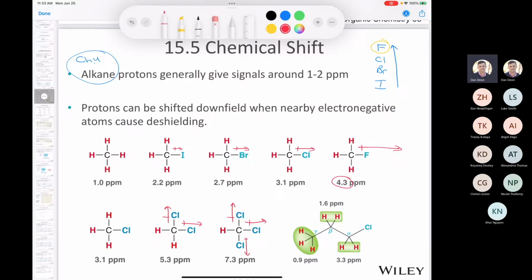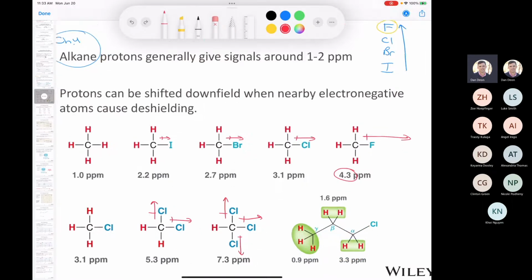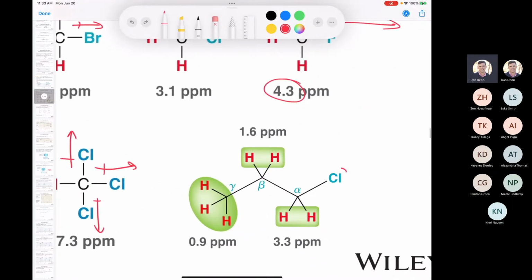Now you might be saying, well, hold on, Mr. Dion, every single one of these halogens is attached to the carbon that has the protons on it. What happens if you have a halogen but it's further away? That would be a great question. And what happens is, if you have protons on the alpha carbon, meaning the carbon that is directly attached to the electron withdrawing group, here's our electron withdrawing atom, here's the alpha carbon. Those protons are going to feel the electron withdrawing effect of the electron withdrawing group.